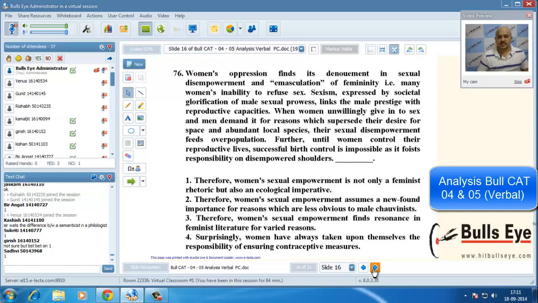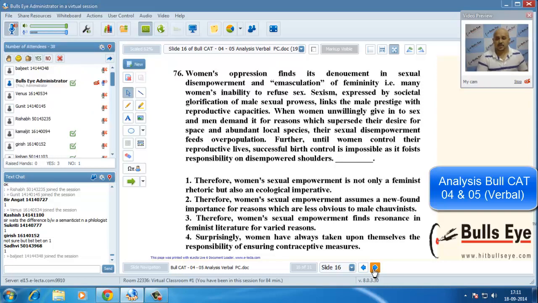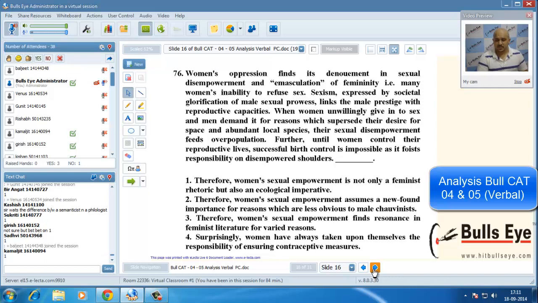This is a question that you actually solve using the last line of the paragraph. What does the last line say? It says, further, until women control their reproductive lives, successful birth control is impossible as it foists responsibility on disempowered shoulders. What does this line mean?